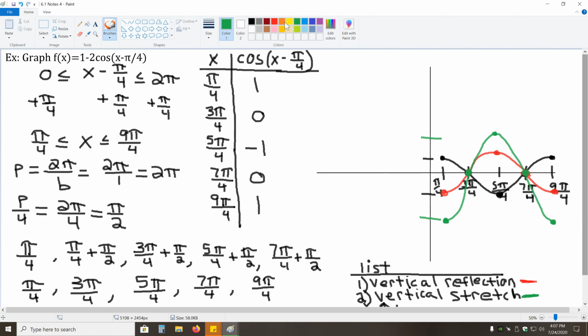Okay, and now finally to finish it from here, I'm going to go ahead and pick blue. We now need to apply a shift up 1. So every green value on this graph will go up 1. So this point is going to go up to where this red dot was. This green point will go up here. This point will go here.